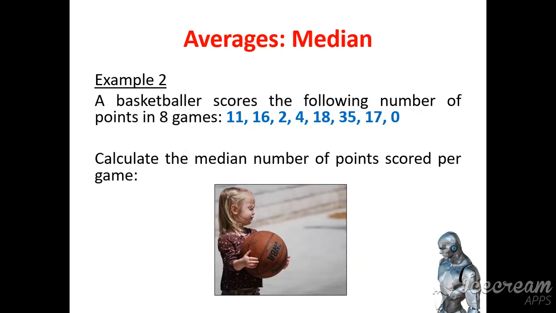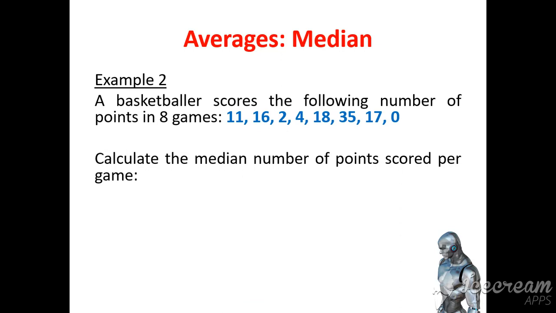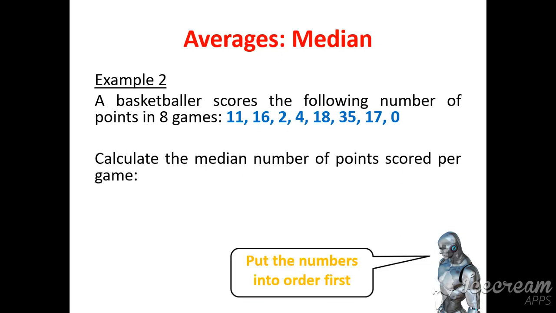All right, let's try another example. Example 2: a basketballer scores the following number of points in 8 games. We've got 11, 16, 2, 4, 18, 35, 17, and 0. So we're going to calculate the median number of points scored per game, once again. Right, so we've got to put the numbers into order. Done.